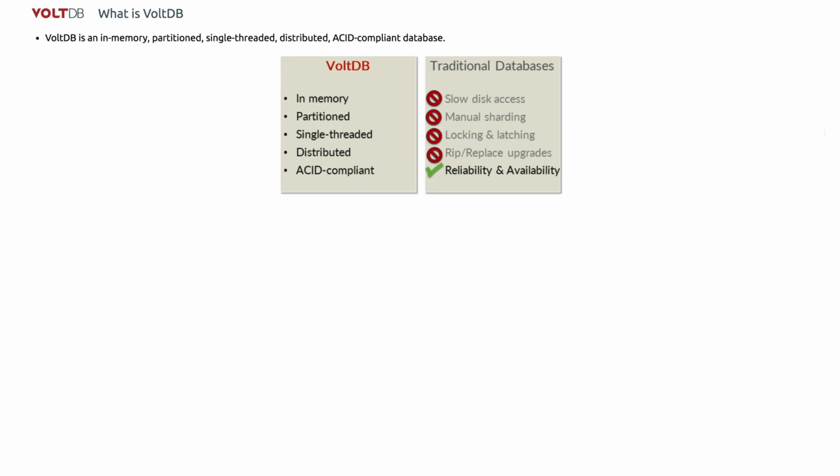VolteB is an in-memory, partitioned, single-threaded, distributed, ACID-compliant database. In-memory storage provides faster access than disk access used in traditional databases. By being partitioned, VolteB avoids the complexity of manual sharding. By being single-threaded, VolteB eliminates the overhead of locking and latching. By being distributed, VolteB doesn't require rip and replace upgrades. But by being ACID compliant, VolteB provides the same reliability and availability of a traditional database.